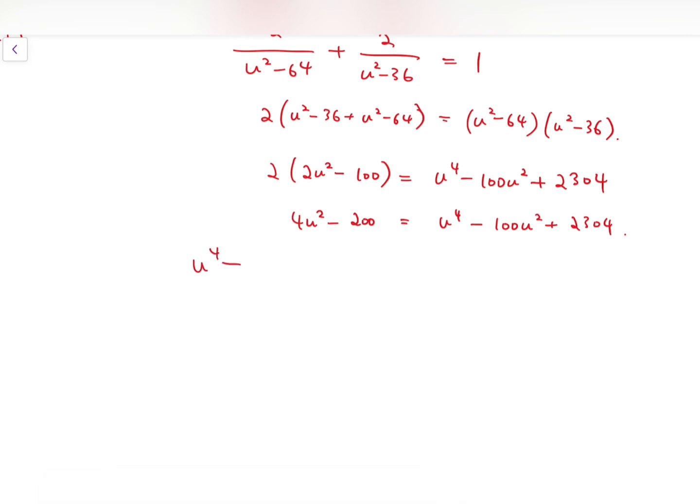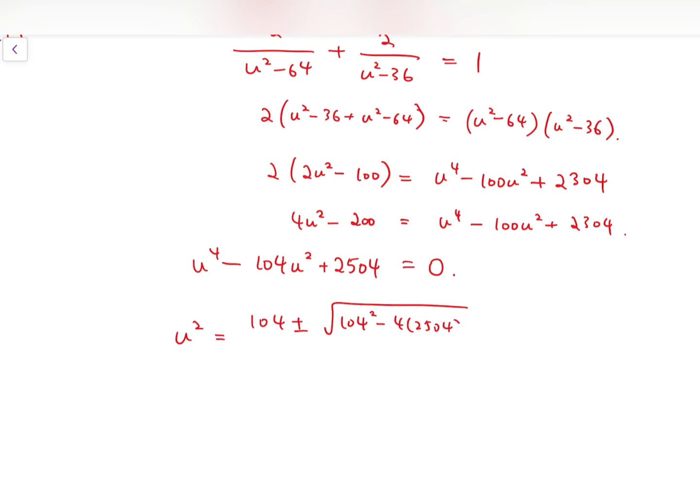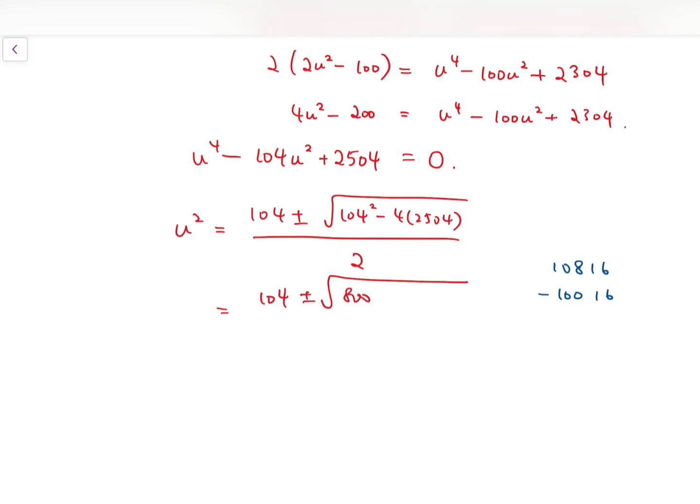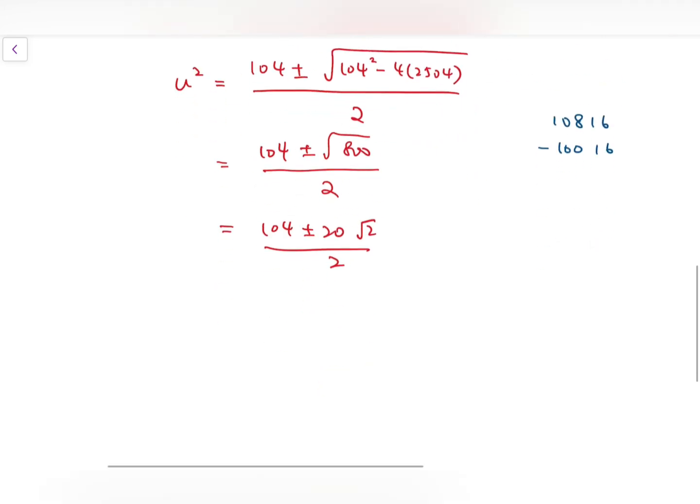So now we have a quadratic in u squared. To solve it, I'm going to use the quadratic formula, so I don't have to guess numbers while doing factorization. The number inside the square root is 104 squared, which is 10816, minus 10016. So it's actually 800. Simplify the square root, and you have 52 plus or minus 10 times root 2.